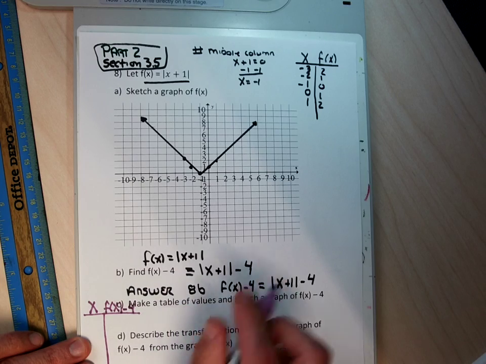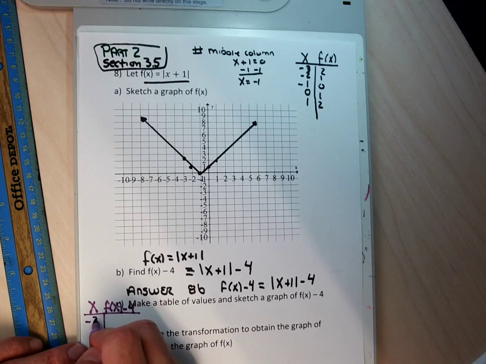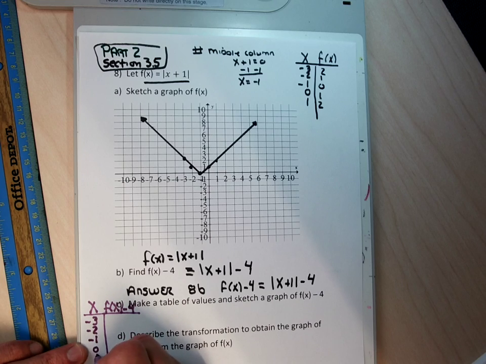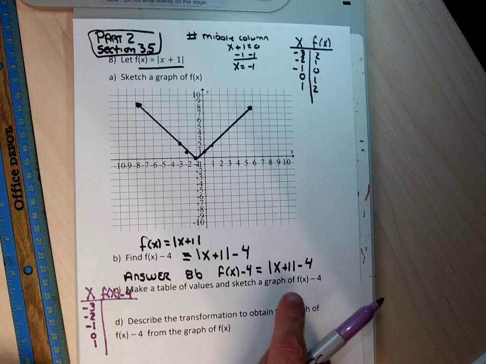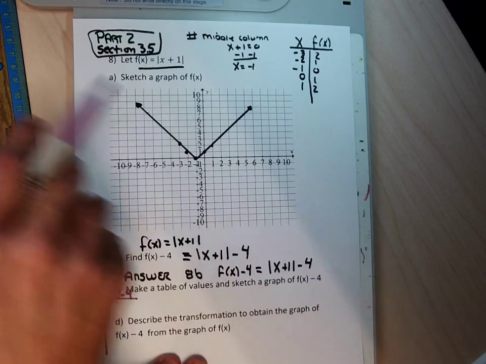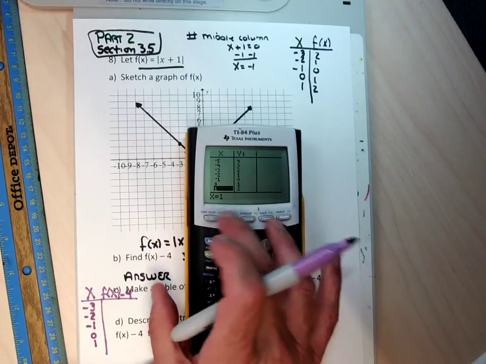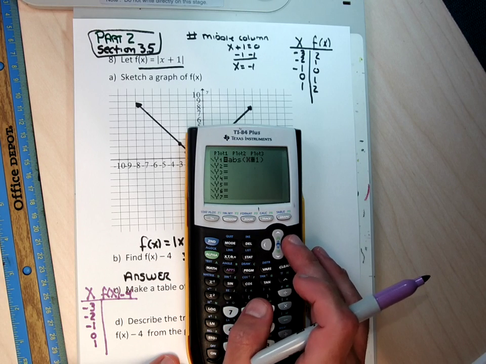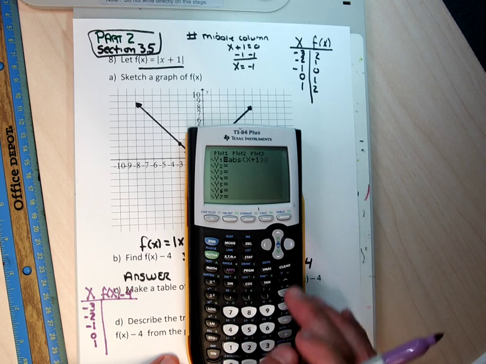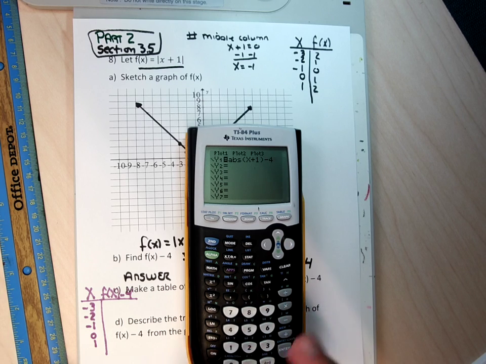And I'm going to use exactly the same x's, -3, -2, -1, 0, and 1. I'm going to get the y's on my calculator by entering the function absolute value of x plus 1 minus 4. So I'm going to go y equals. I already have the absolute value of x plus 1, I don't need to type it again. I'm just going to arrow over and type a minus 4 afterwards. And I'm going to check out my y's and check out my graph.